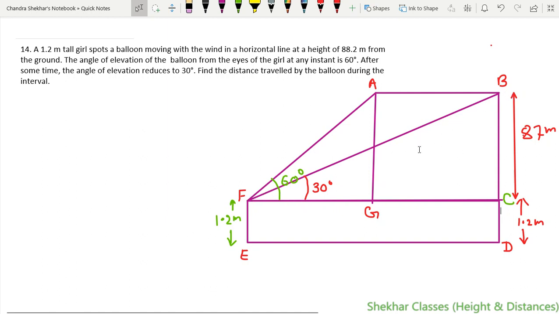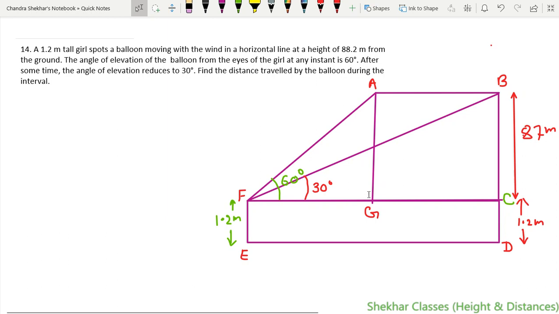They have given that the height of the balloon from the ground is 88.2. So I will subtract 1.2 from it, so that this height, marked as BC, will be 87 meter. That is 88.2 meter minus 1.2 meter. Now why? Because we will need it for the triangles. So now we can take the bigger triangle BCF and, using this 30 degree angle and 87 meter, calculate the entire length FC.